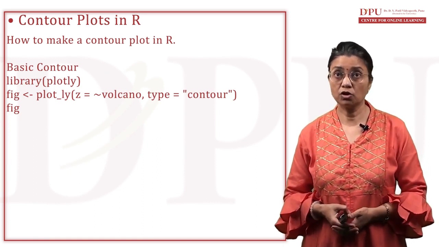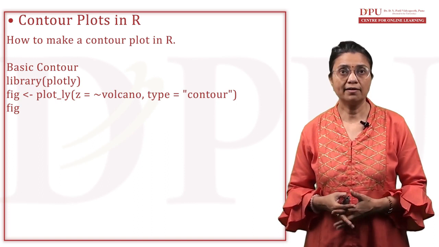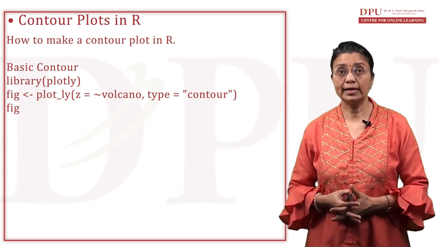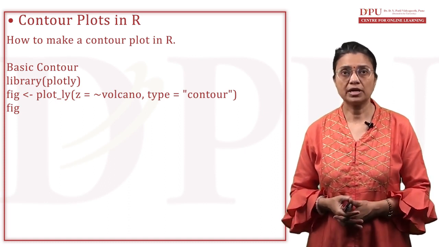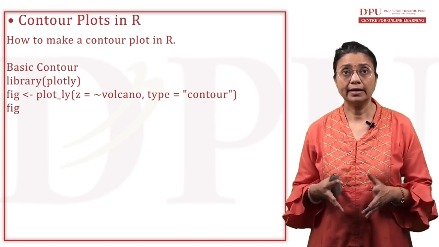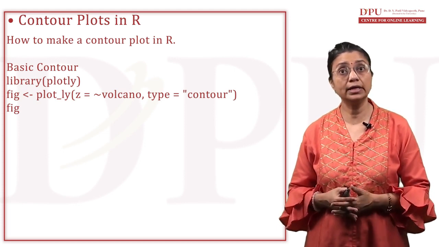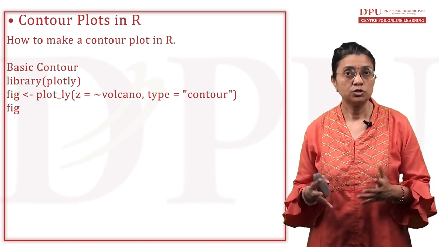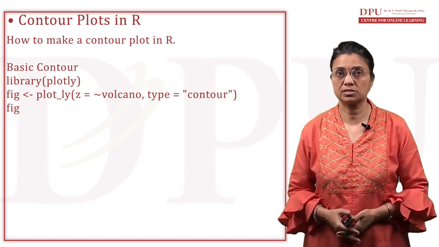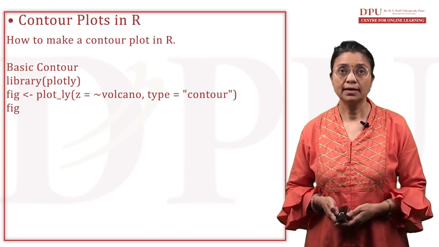So how can I create a contour plot in R? We have to load plotly in the library. Now what is plotly? It is a package which I am loading using the library function. In plotly, I use the plot_ly function, and within the function I pass z = ~volcano, type = "contour". So you can see that the type has been set to contour, so it will give you the contour plot. The entire thing has been stored in a variable fig.